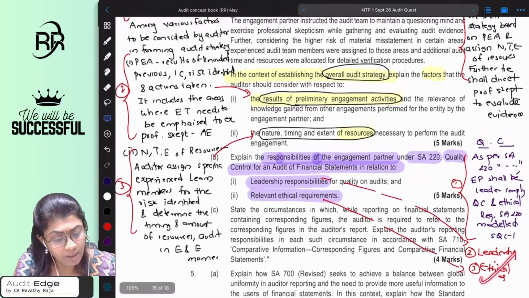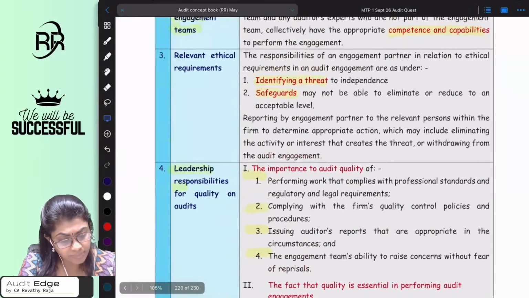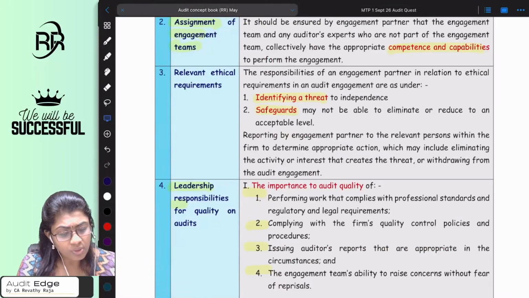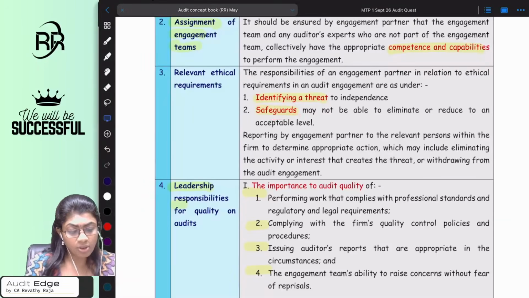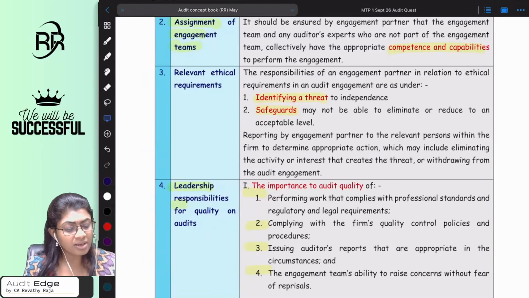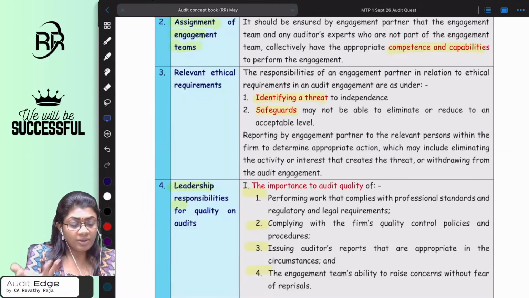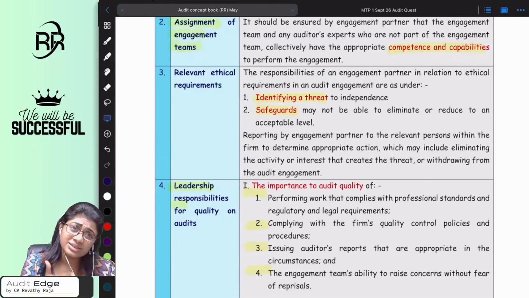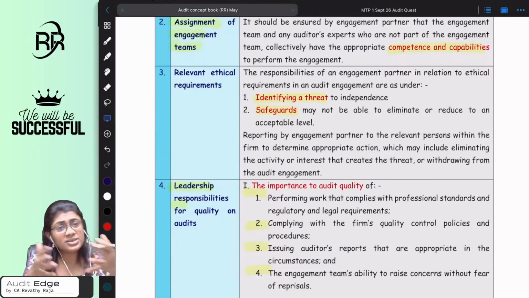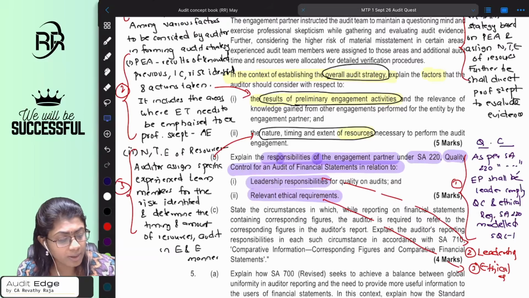Now going to the last para regarding the ethical requirements. Here, the responsibility of the engagement partner regarding the ethical requirement is identifying whether there are any threats to independence. Then safeguards may not be possible to eliminate the threat. Then it may be reported by the engagement partner to the relevant persons within the firm whether eliminating the threat is possible. If not, withdraw. So whenever there is an ethical requirement, you know the usual steps: whether there is a threat, if so, eliminate or safeguard, if not, withdraw. So this should be the third para.